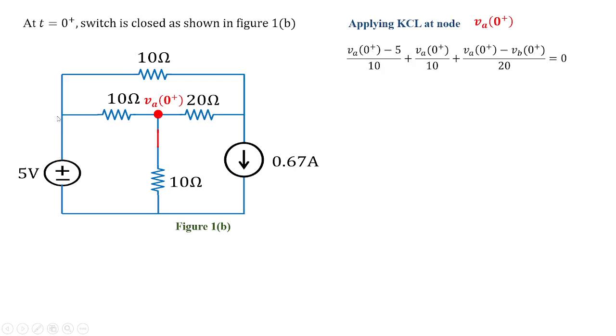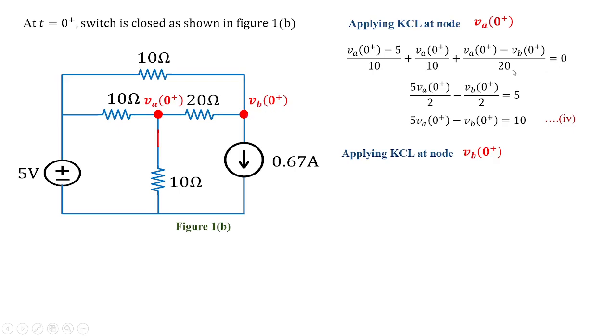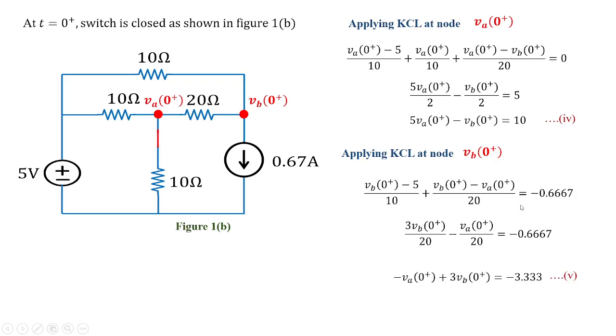So (VA minus 5) divided by 10. Then VA by 10, this is another branch, and again we have VA minus VB, which is nothing but this node voltage, and that voltage divided by 20 is equal to 0. Likewise we are going to get the equation of VA and VB, and it is treated as equation 4. Applying KCL at node VB of 0 plus, we are going to get the equation in terms of VA and VB of 0 plus, that is equal to minus 3.33.